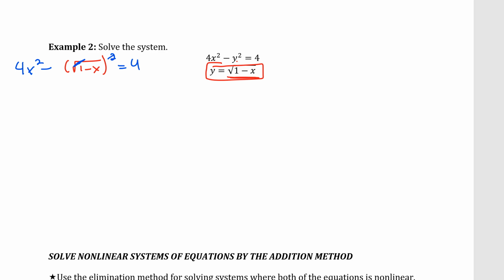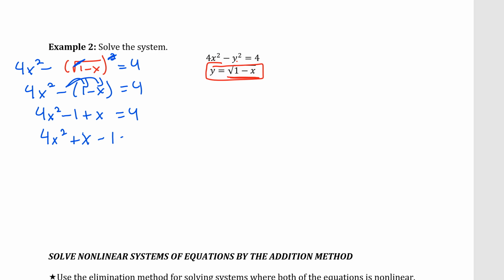Well, remember, the square and the square root cancel each other out, but be careful because of this minus sign. I still have this, and the negative sign has to be distributed. So whenever I distribute this negative sign, I get 4x squared minus 1 plus x equals 4. Need to rewrite that in the form ax squared plus bx plus c. I'm going to subtract a 4 from both sides to set it equal to 0. So I get 4x squared plus x minus 5 is equal to 0.